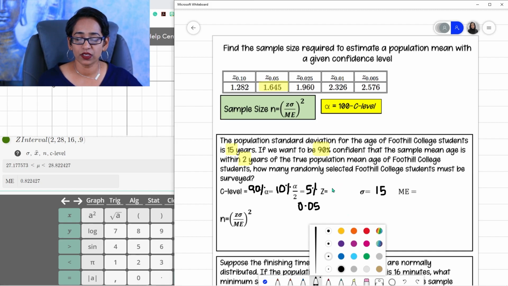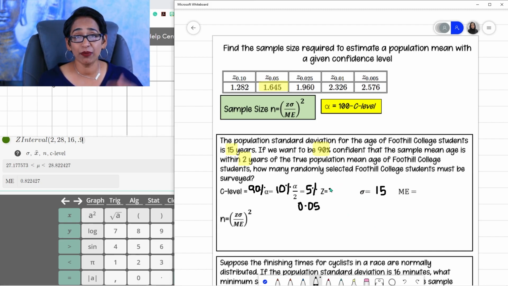No. So my Z from the table, this table will be given to you, so you don't have to worry about it. It's 1.645. So you see what I did? I start with my C level, which is 90%. 100 minus C level gives me my alpha. It's alpha over 2, which is 5%. Change that to a decimal, 0.05. Once I know that, go ahead and pick your Z-score. Standard deviation is 15. Now margin of error.